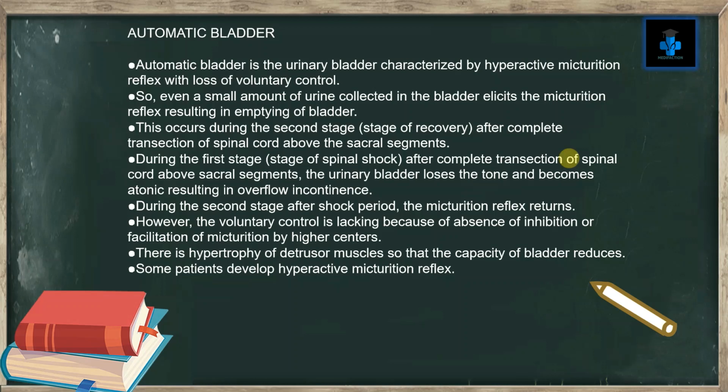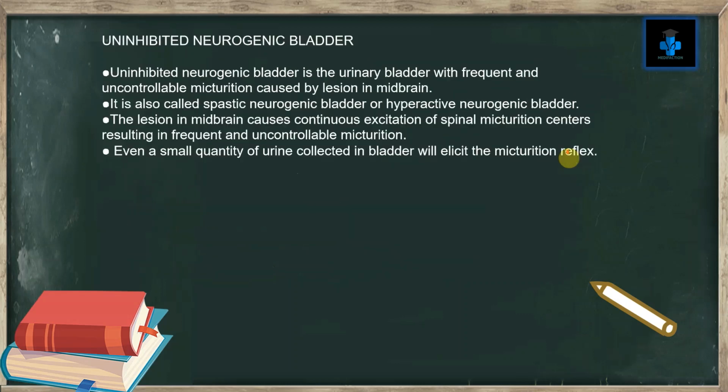During the second stage, after shock period, the micturition reflex returns. However, the voluntary control is lacking because of absence of inhibition or facilitation of micturition by higher centers. There is hypertrophy of detrusor muscle so that the capacity of bladder reduces. Some patients develop hyperactive micturition reflex also.